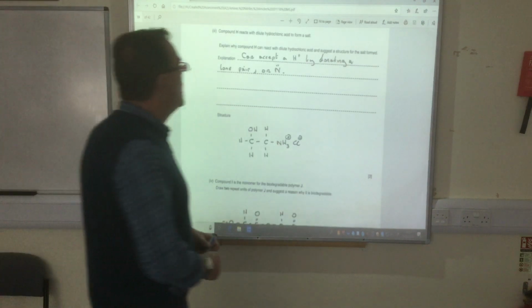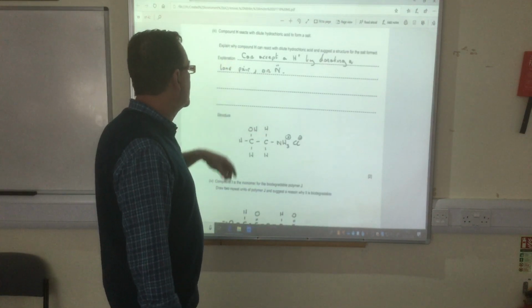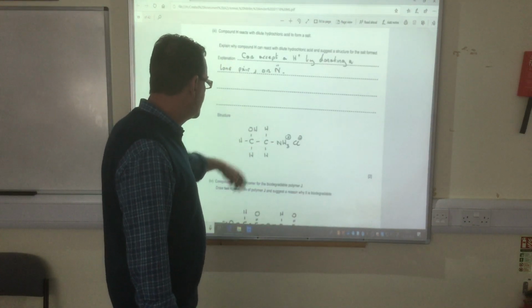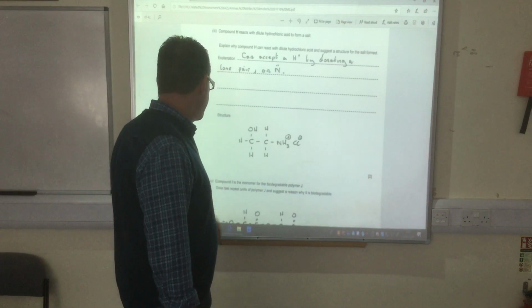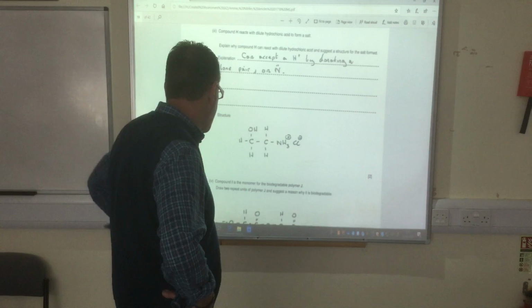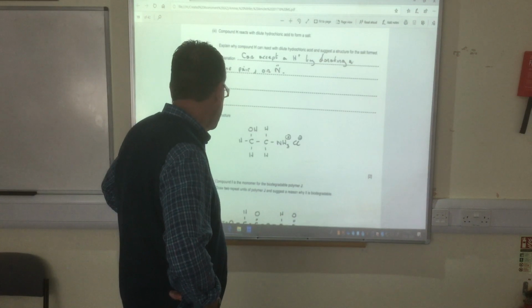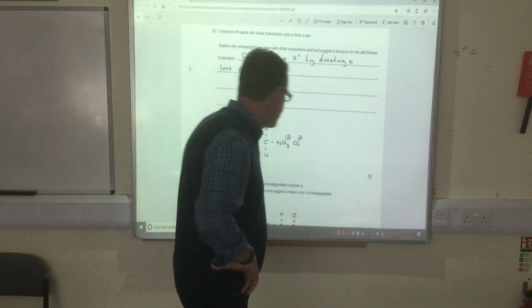Right, why can it make a salt? Because it's got a nitrogen on it with a lone pair and it's a proton acceptor. Okay, there's the structure for the salt. Compound I is the monomer for the biodegradable compound J. Draw two repeat units of J and suggest a reason why it's biodegradable.